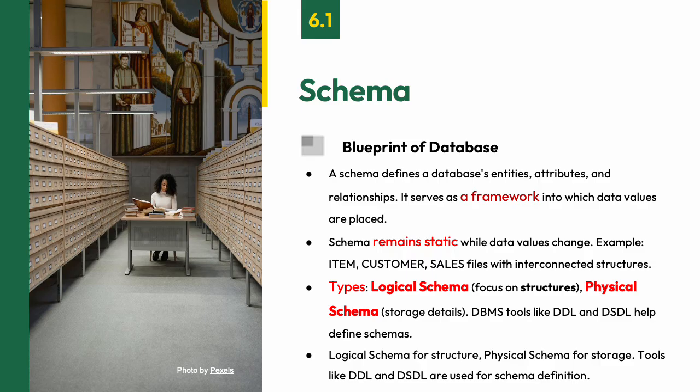Meanwhile, the attributes are more like details about these entities. For example, we have an item price, a customer's name, or the date of the sale. For the relationship, it shows how these entities are connected. For example, a customer might buy multiple items, so it creates a relationship between the customers and the items.